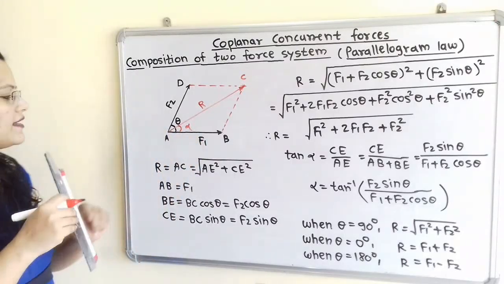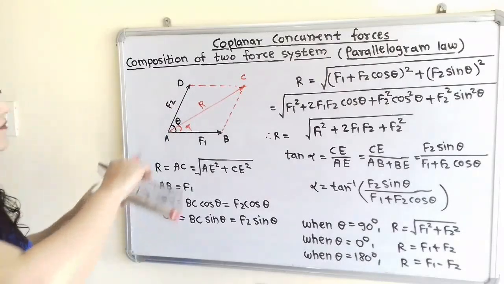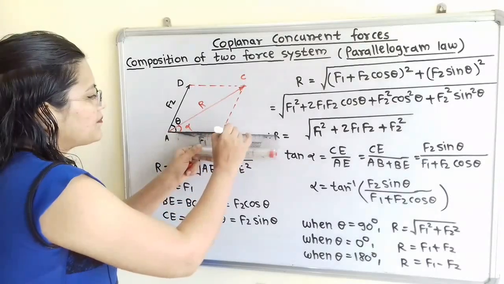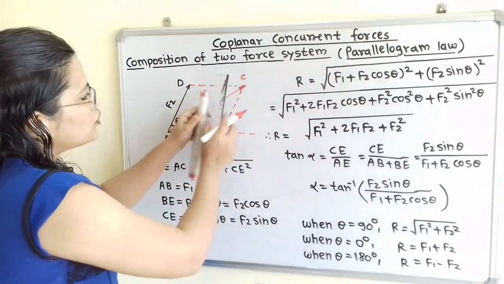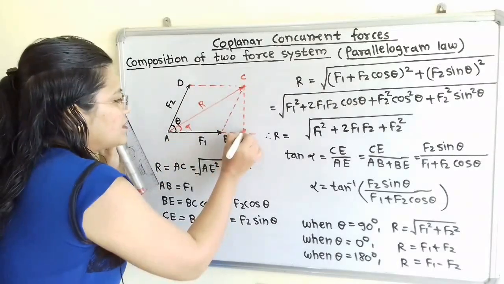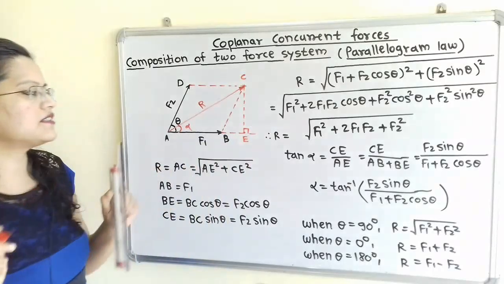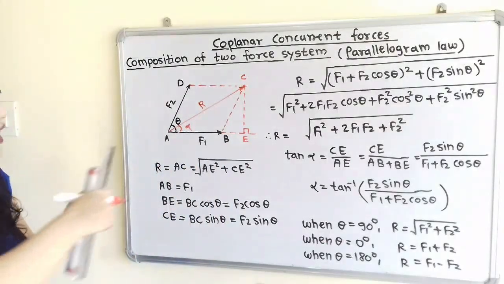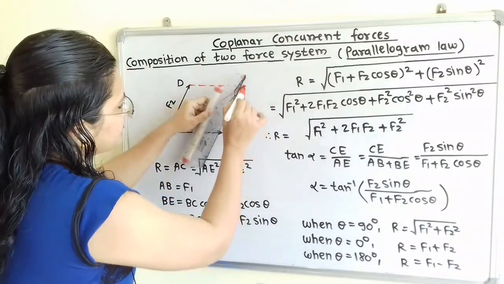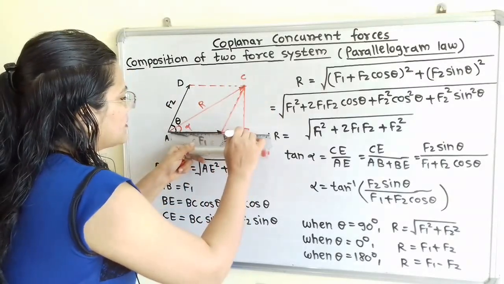Now how to find out the value of the resultant R? Again we will make one construction. I will extend this line AB, and we will draw a perpendicular on the extended line AB passing through the point C. So here is the point, and this point is E. I will highlight this triangle, so this is the triangle BCE.